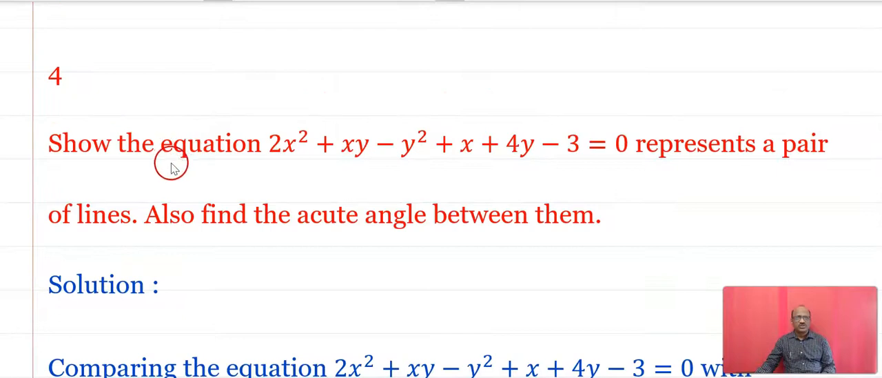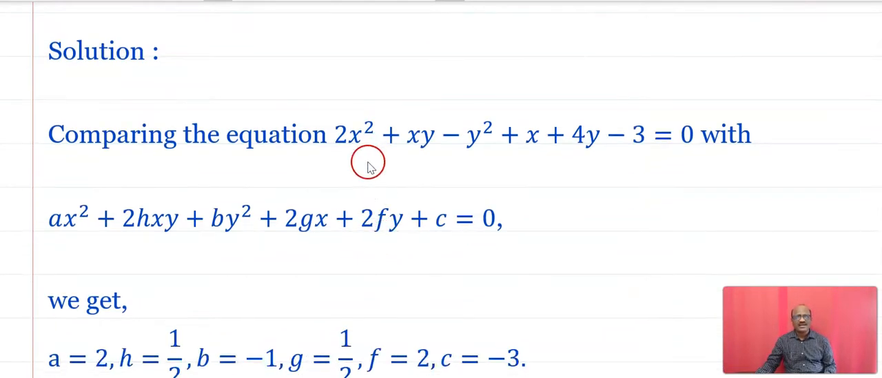Next, show that the equation 2x² + xy − y² + x + 4y − 3 = 0 represents a pair of lines. Also, find the acute angle between them. Again, comparing this equation, 2x² + xy − y² + x + 4y − 3 = 0, with ax² + 2hxy + by² + 2gx + 2fy + c = 0.